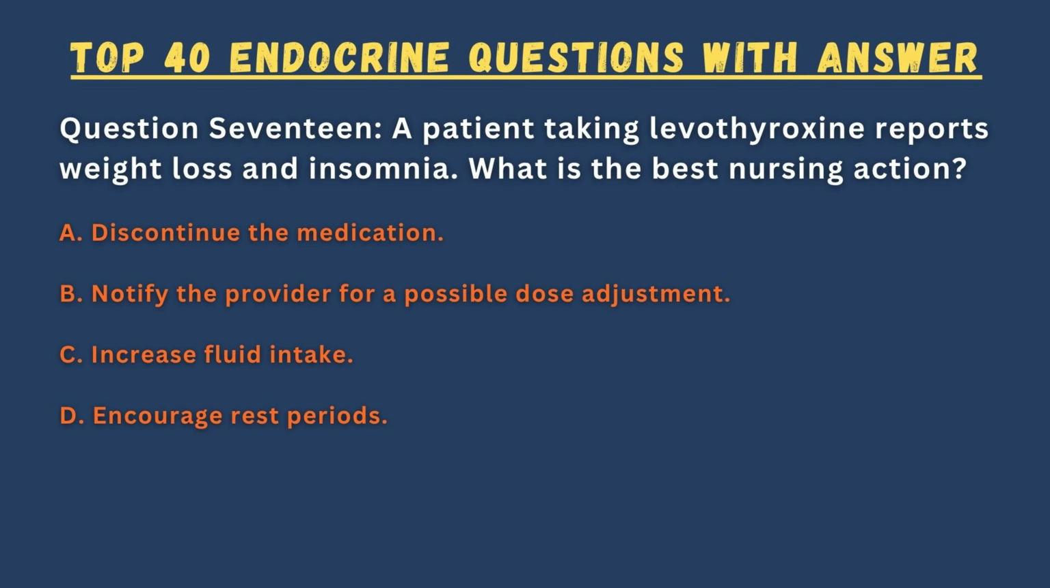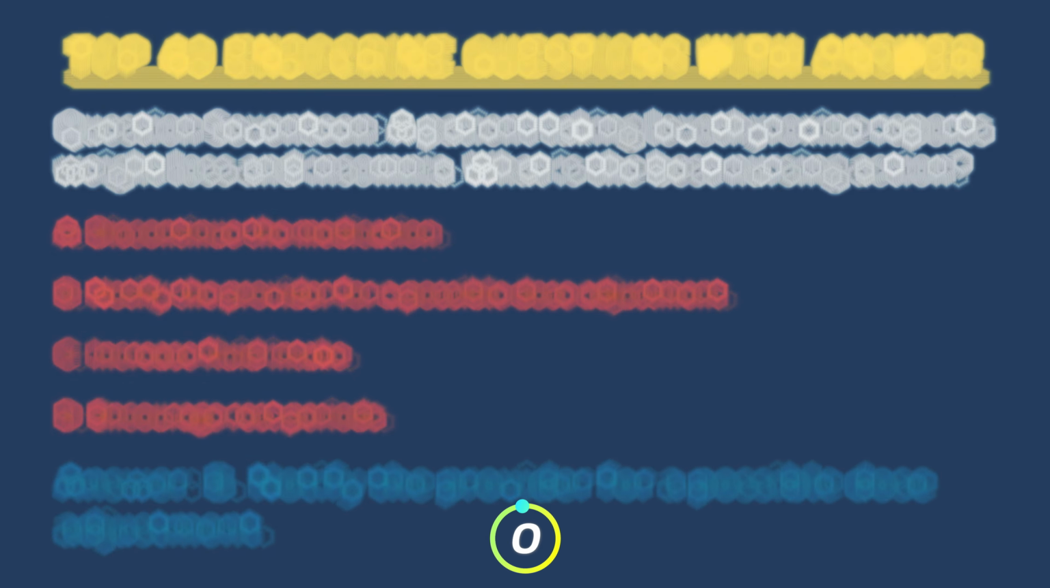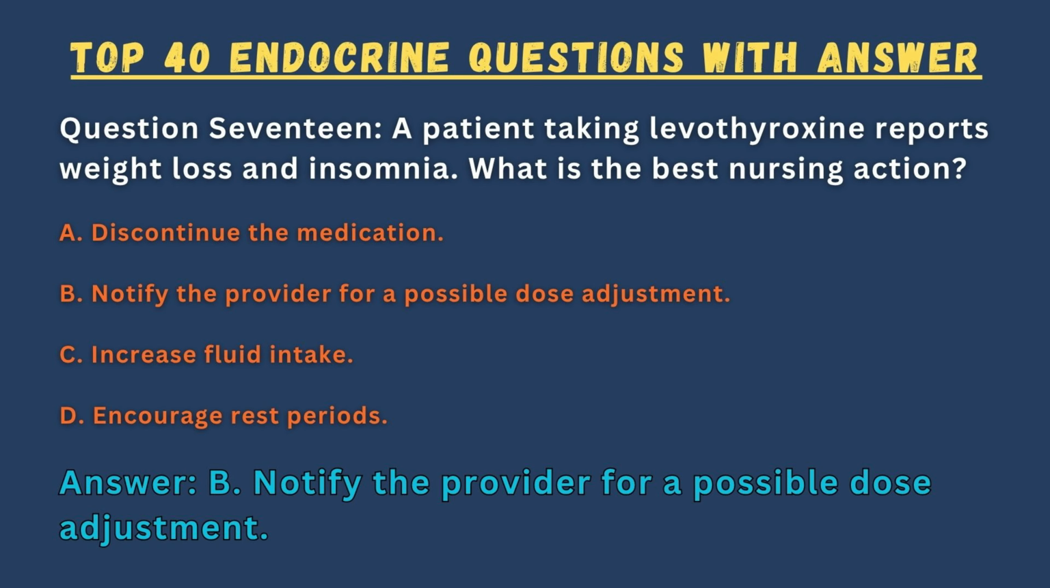Question 17. A patient taking levothyroxine reports weight loss and insomnia. What is the best nursing action? A. Discontinue the medication. B. Notify the provider for a possible dose adjustment. C. Increase fluid intake. D. Encourage rest periods. Answer: B. Notify the provider for a possible dose adjustment.